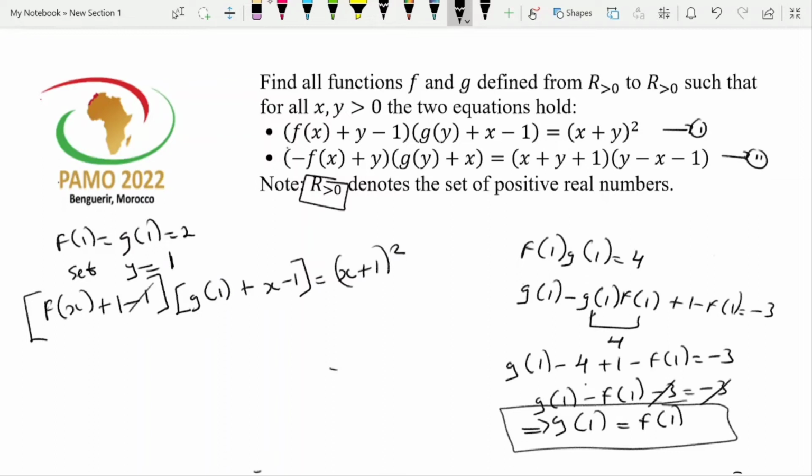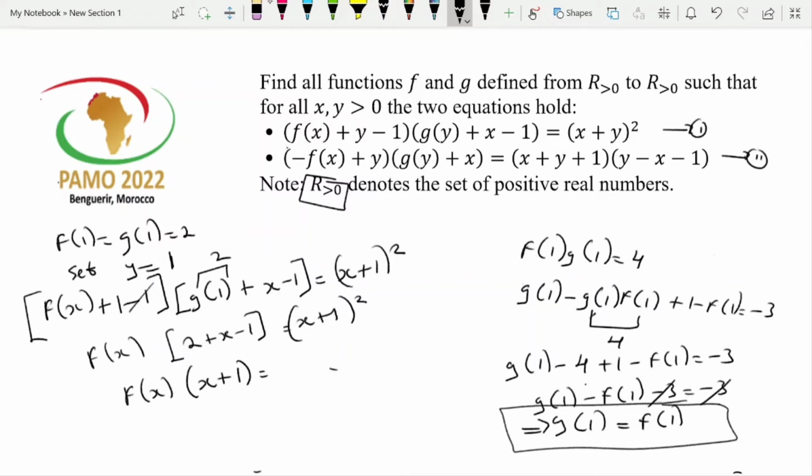This cancels out, so this is something like f of x. I know this is 2, so this is into 2 plus x minus 1 equals x plus 1 all squared, right? Then 2 minus 1 is 1, so this is f of x into x plus 1 equals x plus 1 all squared, and then I can divide through by x plus 1, since x plus 1 is greater than 0.